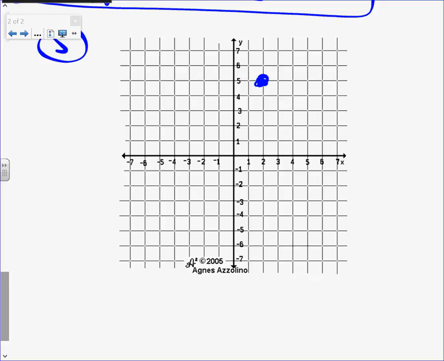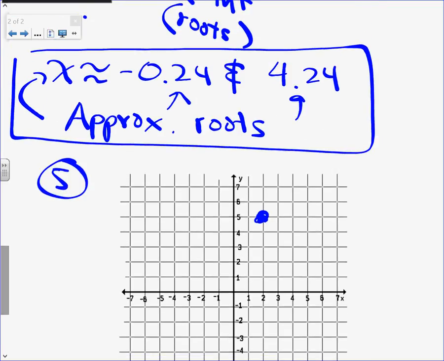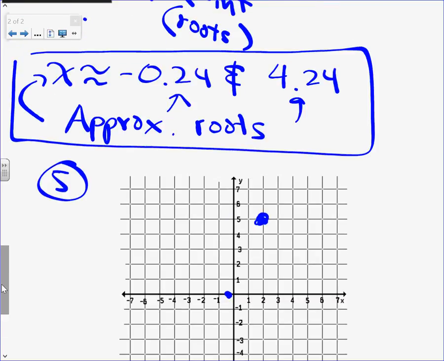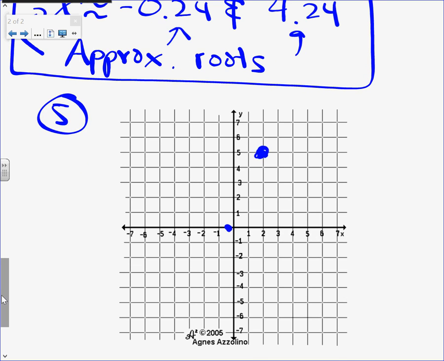X-intercepts, let's see. They're right above it. Look at this. Negative 0.24. That's not even negative 1 yet. It hasn't reached negative 1 whole. So it's in between 0 and negative 1. About negative 0.2, watch this. Negative 0.2 is about right there, I'd say. Look at that first root. Negative 0.24. There it is.